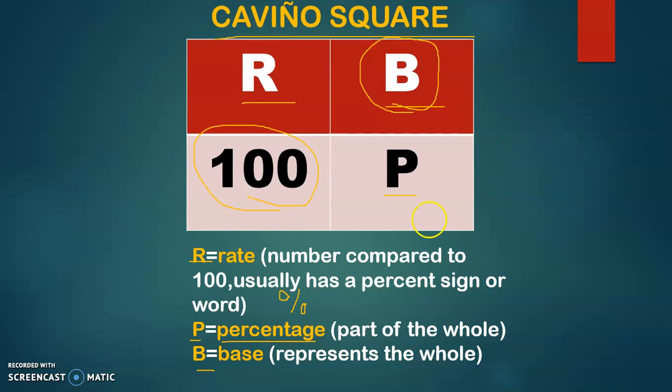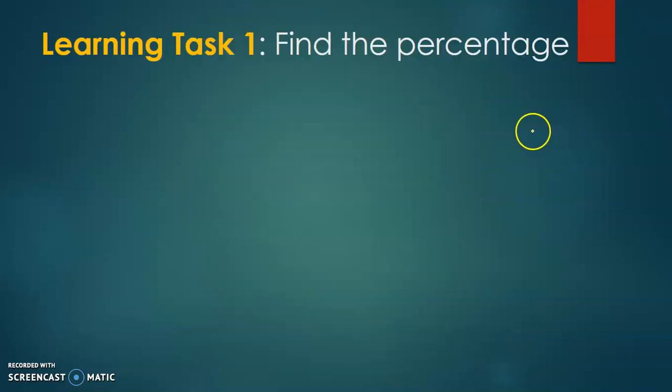Okay. So, yun lang ang Gaussian square, no? Rate, base, and then percentage. Tandaan lang kung saan nakalagay ang rate. Sa taas ng 100. Katabi ng rate ay base, and then sa baba ng base ay P. Okay? R, B, P. Okay, ganun lang. Proceed tayo sa learning task 1.